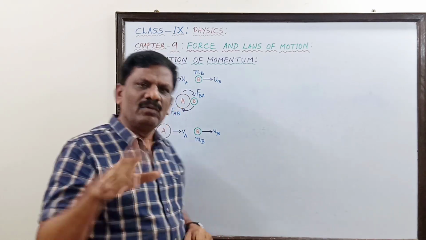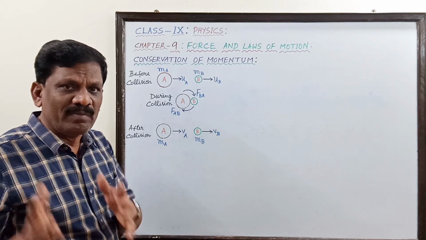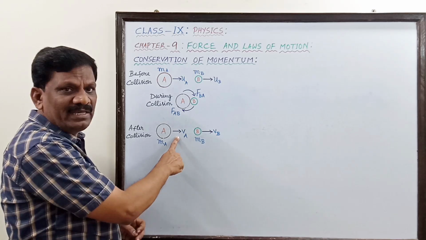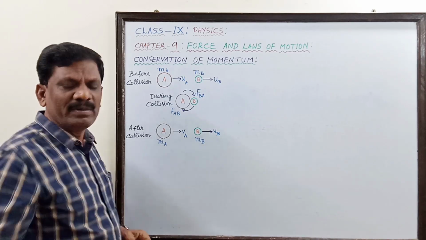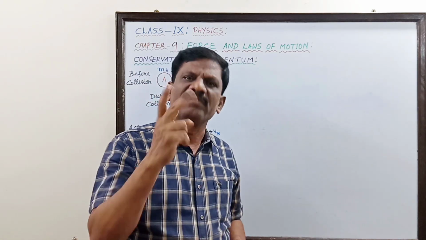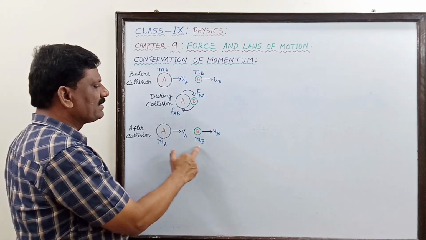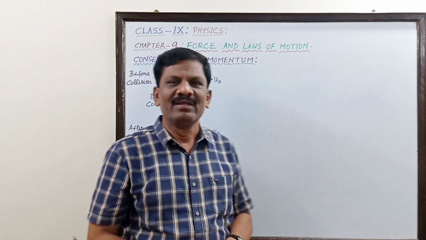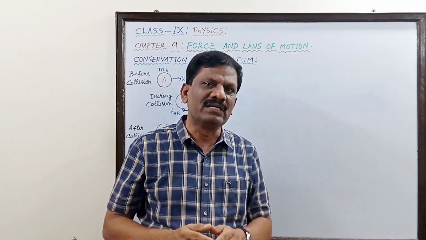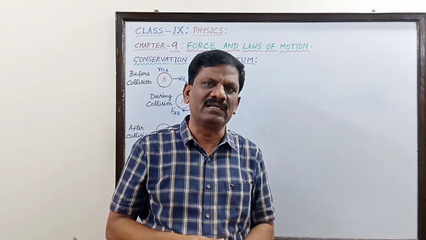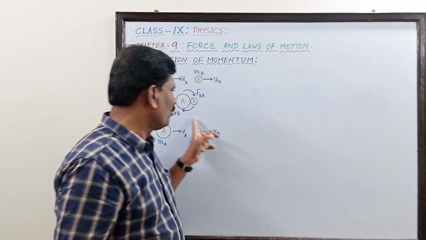Now after collision, the final velocities are VA and VB. The individual momentums of A and B are MA VA and MB VB. If you add these two, the total momentum of this system after collision is MA VA plus MB VB. This will be always constant. The total momentum of the system before collision and after collision will be constant, provided no other external force acts other than the force due to collision.